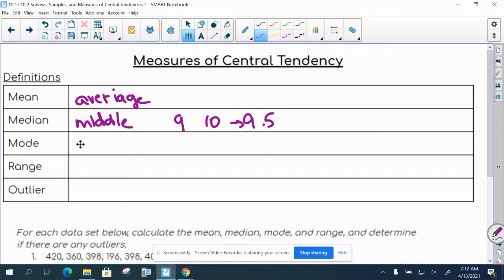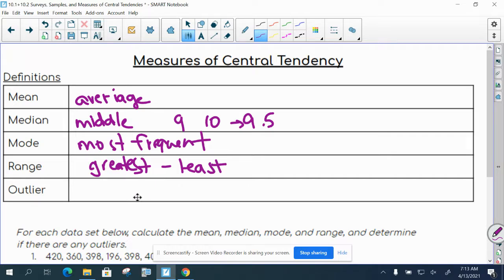The mode is the value that occurs most frequently. You can have one, none, or more than one mode, actually. So you can have different numbers of modes, or you can have no mode at all if they're all different. The range is the difference of the greatest value and the least value. So you do the greatest value minus the least.